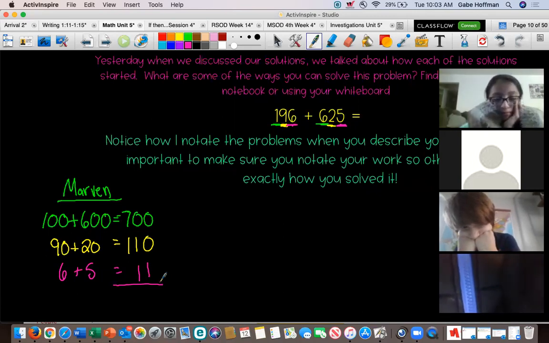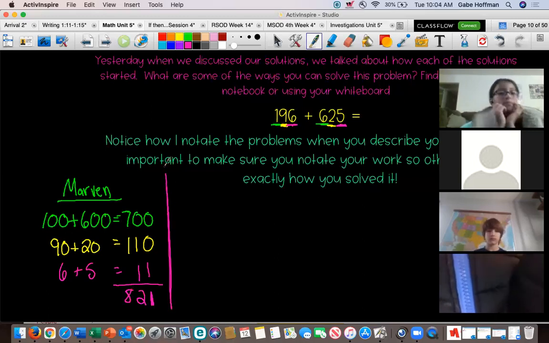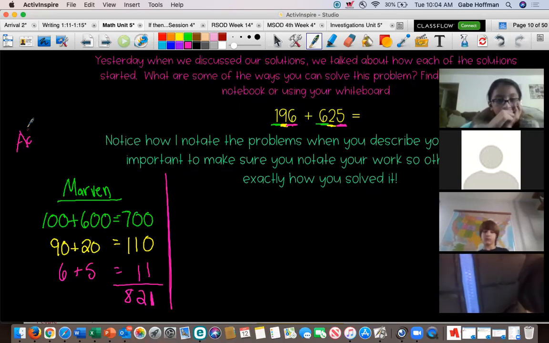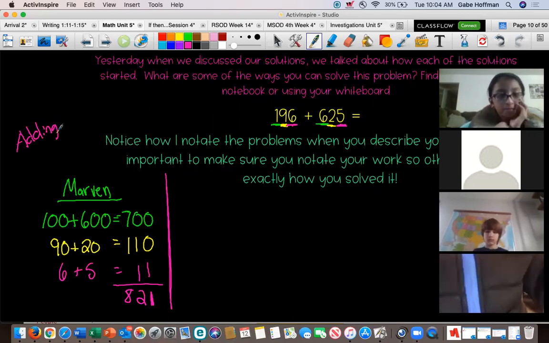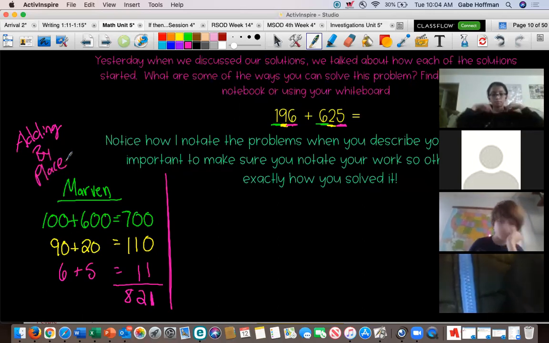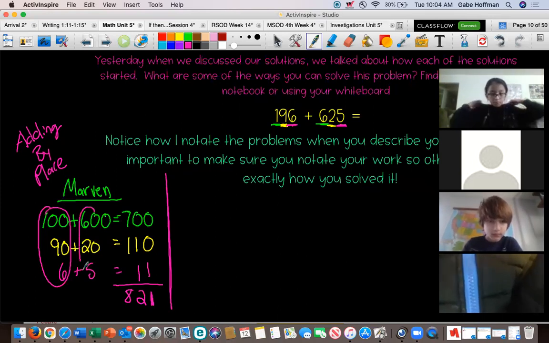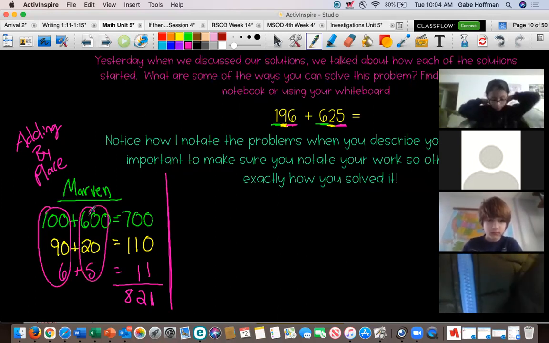Then I'm going to add those all together by place. So I have 110, I have 11, 2 tens, and 8 hundreds, and I get 821, right? That's adding by place. I separated each one. It's almost like I wrote them out in expanded form, right? 196 is right there. 625 is right there. All right.